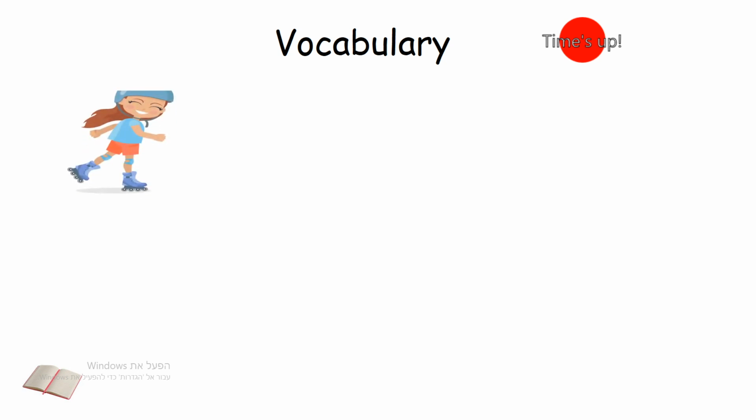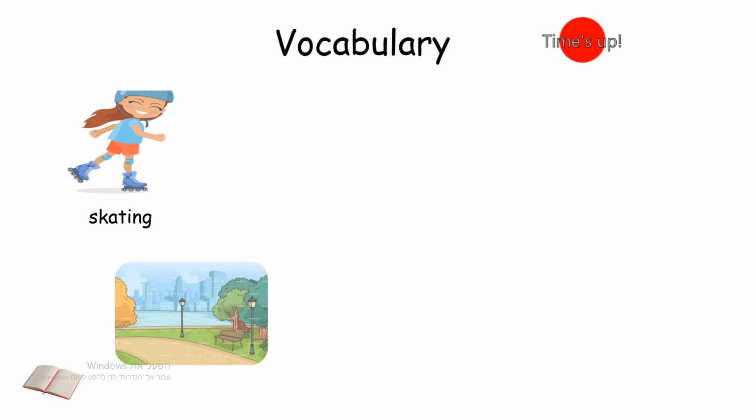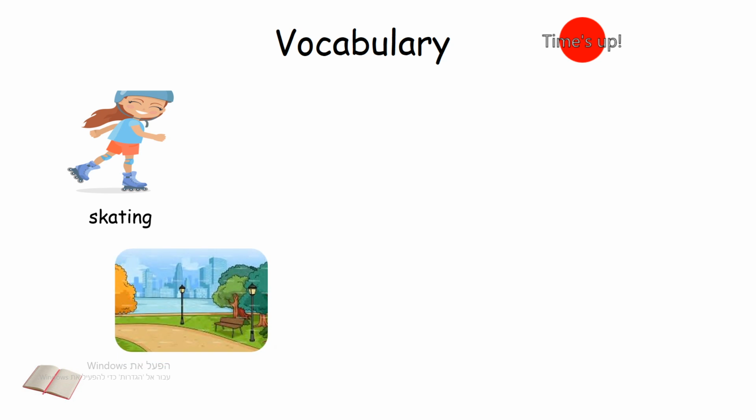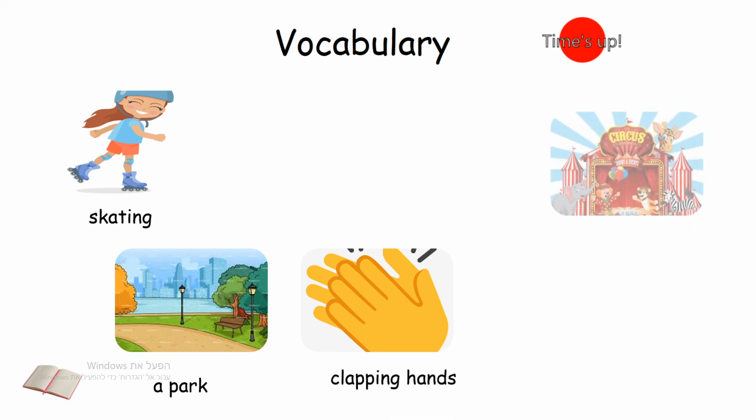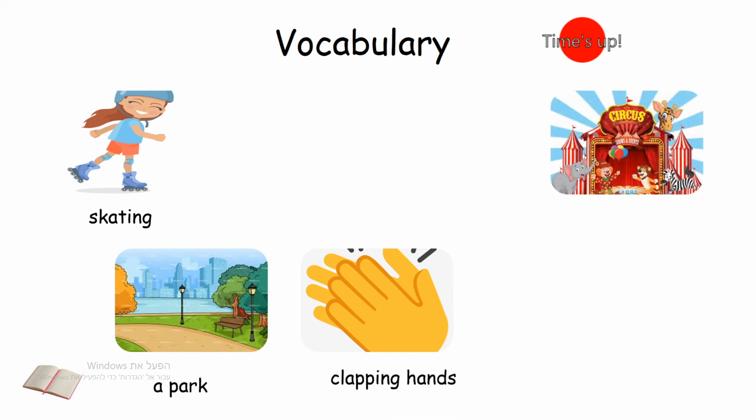So, today's vocabulary items were, try to remember the word. What is the girl doing? Good job, she's skating. And this one? It's a park. Park, great. And clapping hands, great. Try to clap your hands now. 1, 2, 3. Well done. Clapping hands. And a circus.